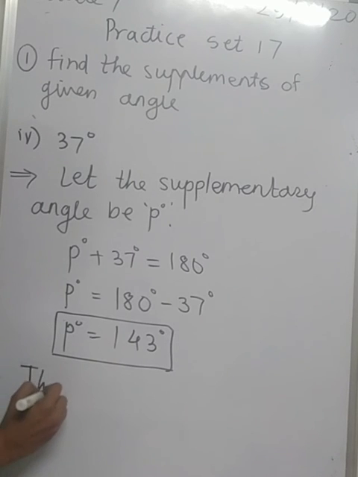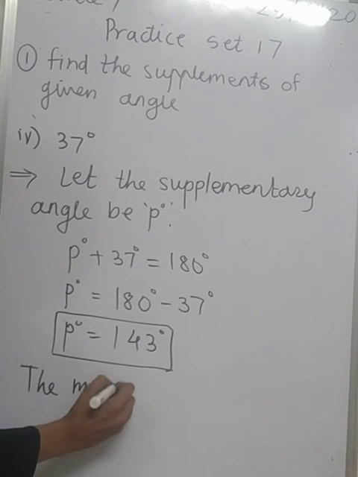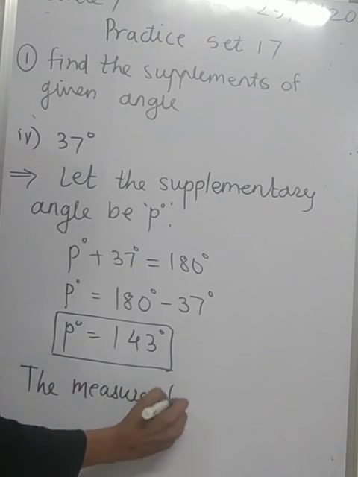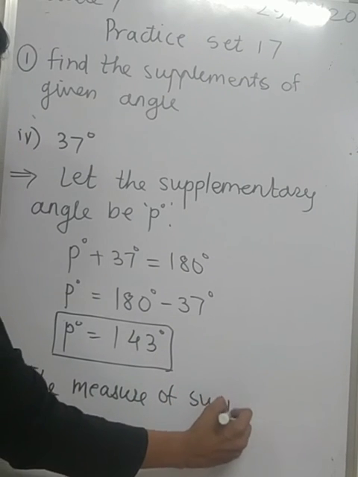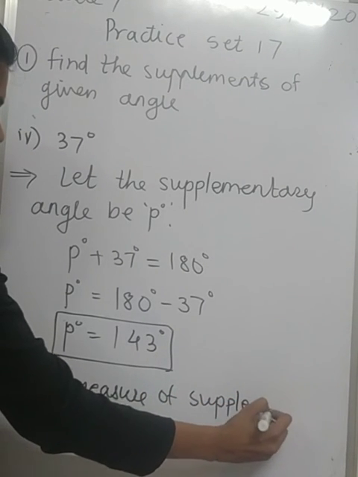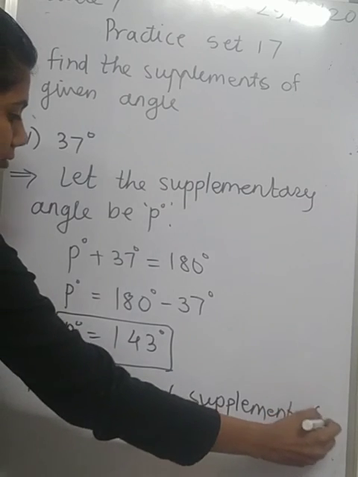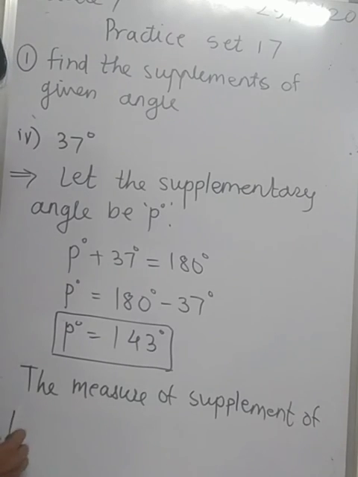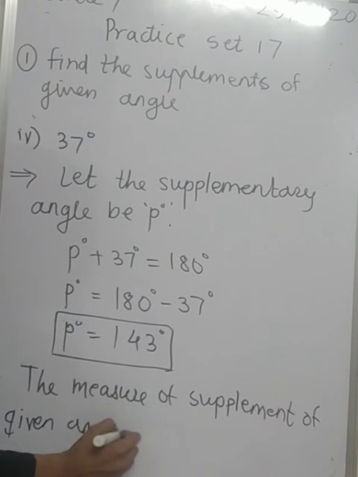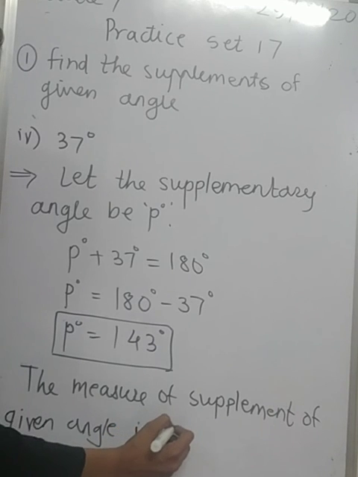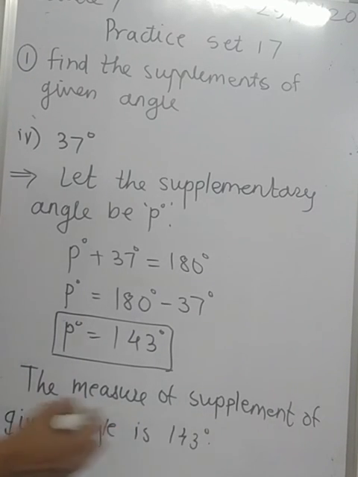So therefore, the measure of the supplement of this given angle, what is the given angle? It is 37 degrees, is 143 degrees. In the same way, you have to calculate the remaining angles.